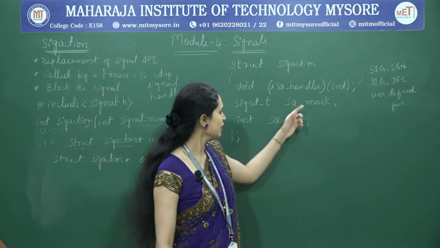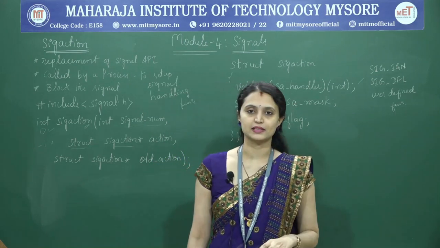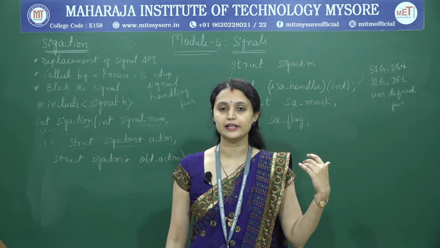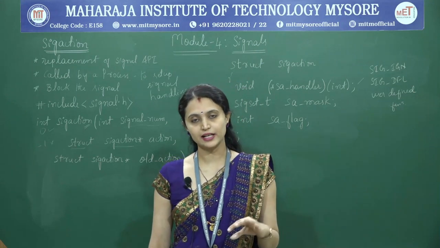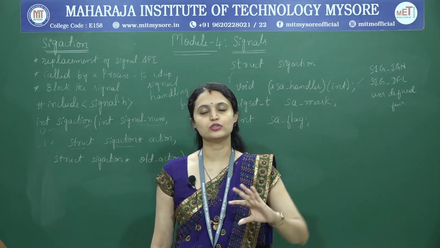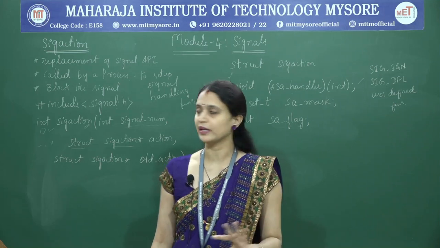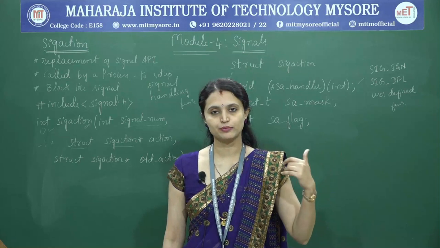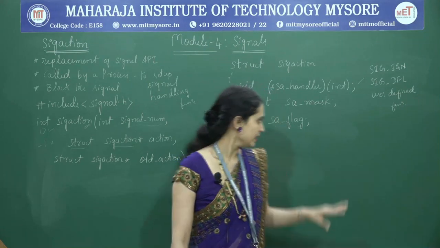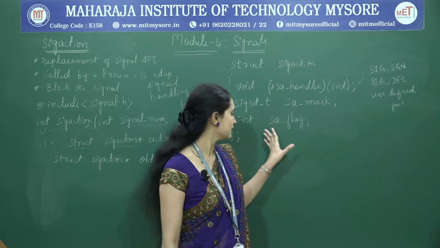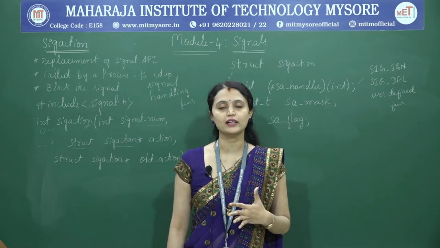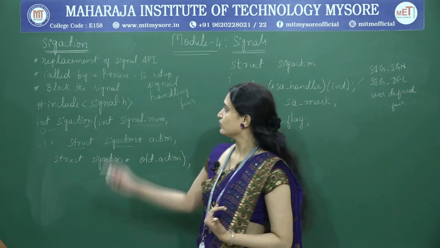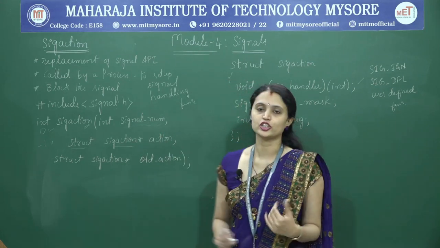Okay. And the second member is sa_mask. This member contains the additional signals that have to be masked, that is, blocked by the process. So it contains the additional signals that have to be blocked by the process. And the third variable is sa_flag. I will explain about the sa_flag later. Okay. So this is about the SIGAction API.